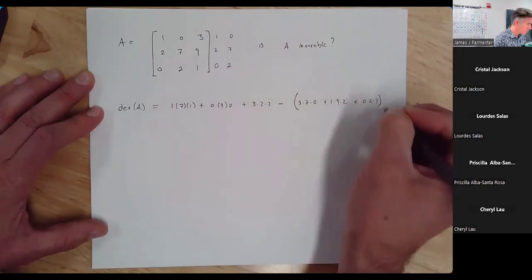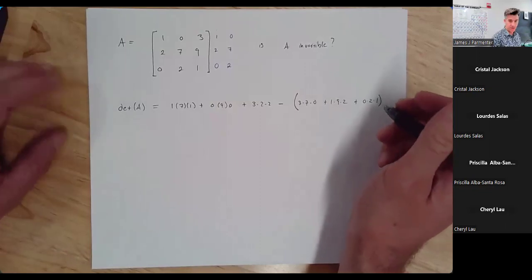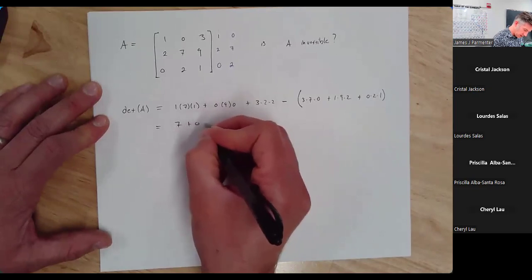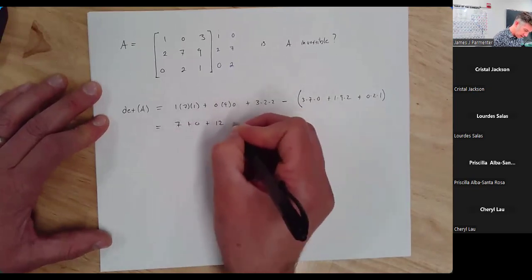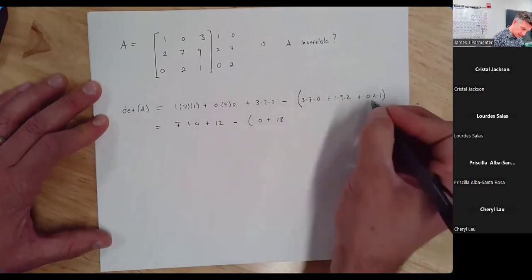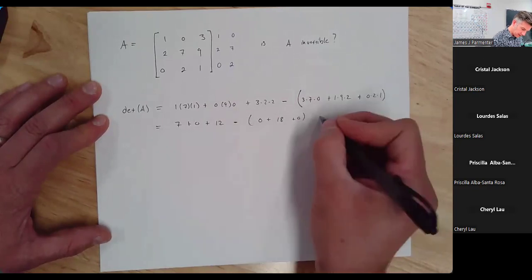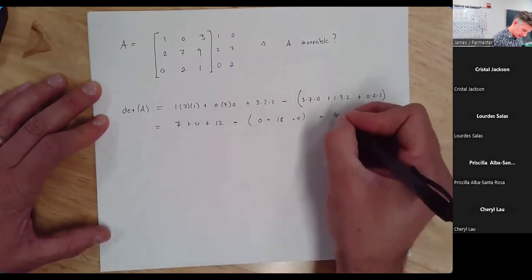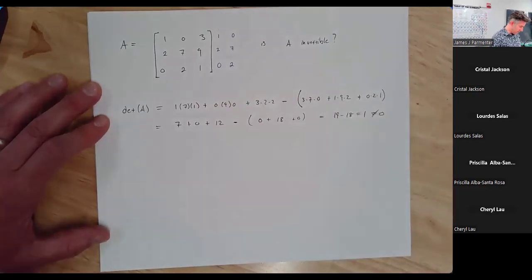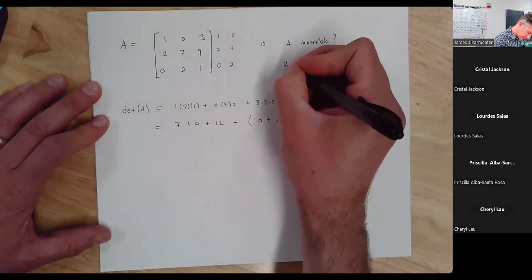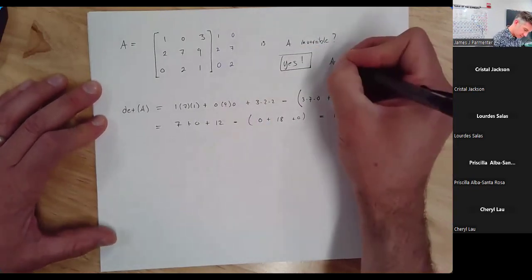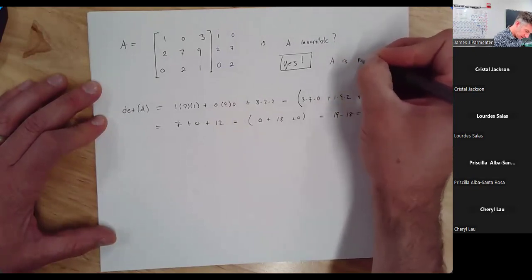I'm doing too much work here. If you have 0 times something, you should stop writing anything. You should write 0. Let's see what we've got here. So we've got 7 plus 0 plus 3 times 4 is 12, minus 0 plus 9 times 2 is 18, plus 0. So we end up having 19 minus 18, which is 1, which is not 0. So is A invertible? Yes. A is invertible. A is non-singular.